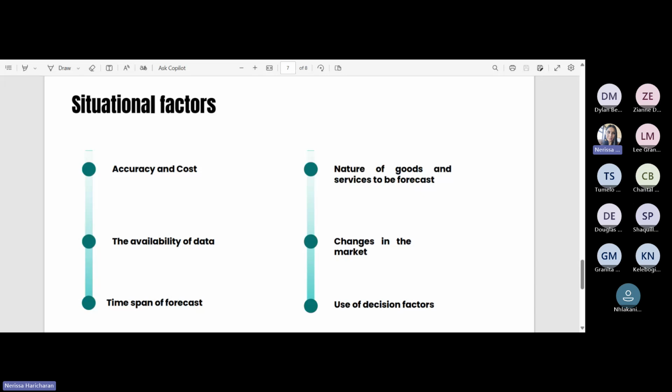And then, from a decision factors perspective, it's making sure that everybody that is a stakeholder within the organization has a say in what different types of forecasts are to be used and what methodology should be used as well.